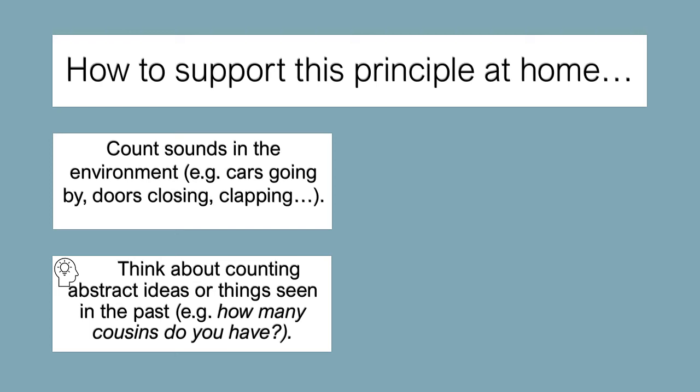So for instance, you might ask them, how many cousins do they have? So that's something they're going to have to think about. They might try in their heads to picture their cousins, think through. You might ask them how many pets they have. Any questions that require them to count, but without allowing them to have something physically in front of them, will help with this abstraction principle.